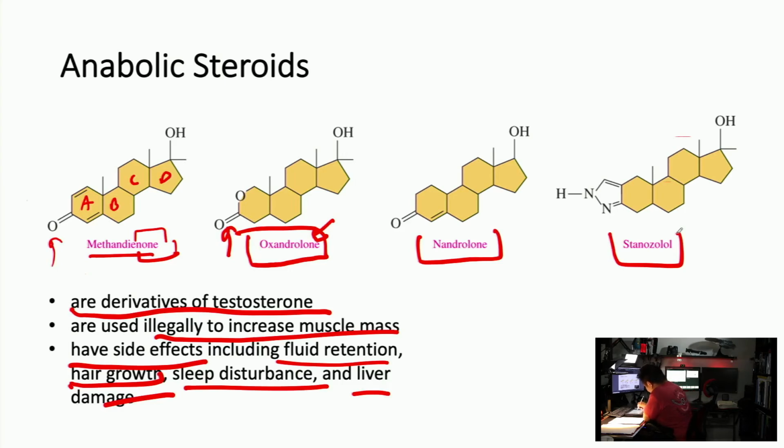Still a steroid though. It has another 5-member ring over here, but it's still a steroid because the steroid center is still there. Steroid nucleus, right? A, B, C, and D.